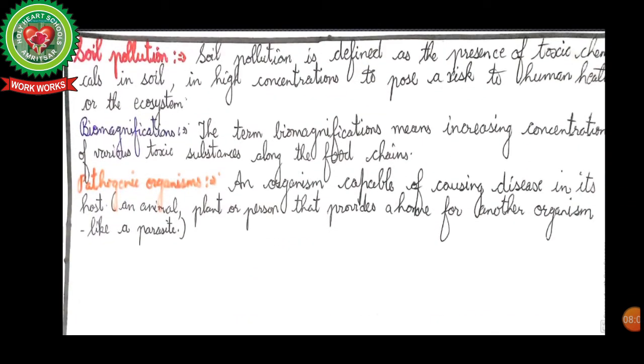Next is soil pollution. Soil pollution is defined as the presence of toxic chemicals in soil in high concentration to pose a risk to human health or the ecosystem. Biomagnification. The term biomagnification means increasing concentration of various toxic substances along the food chains. Pathogenic organisms. An organism capable of causing disease in its host, that is an animal, plant, or a person, that provides a home for another organism like a parasite.